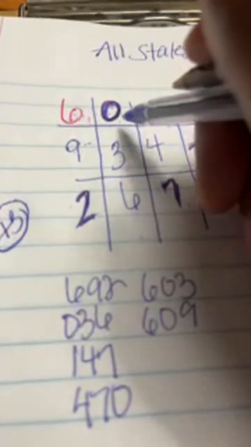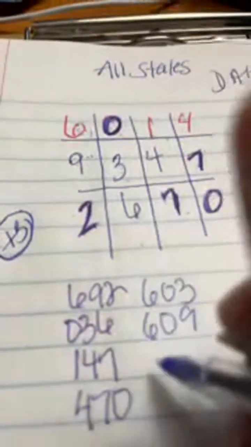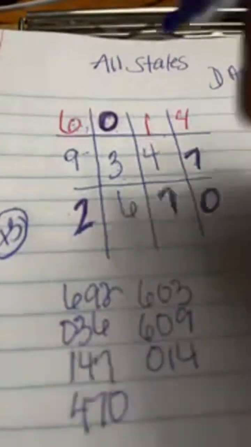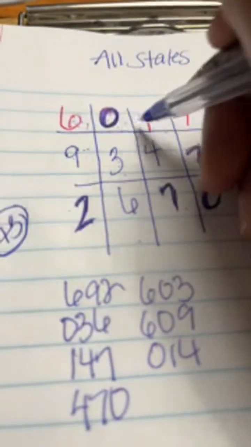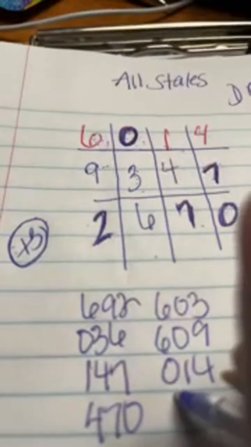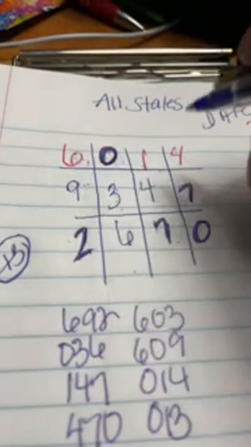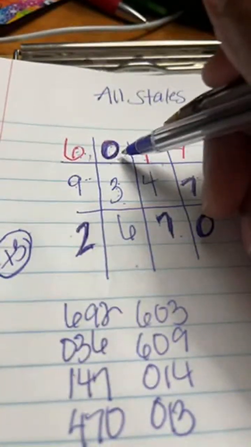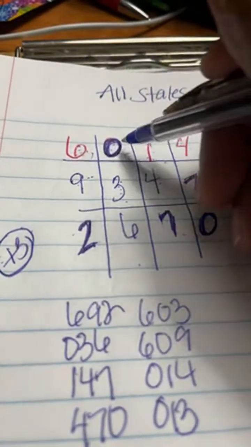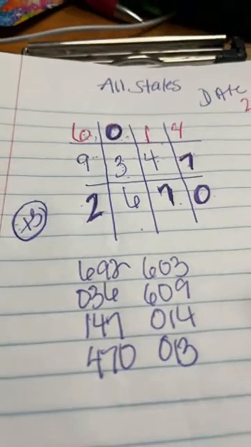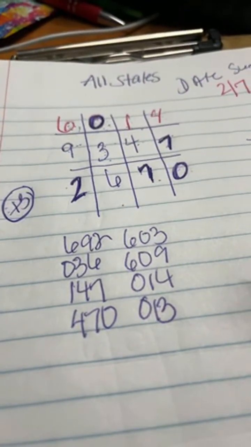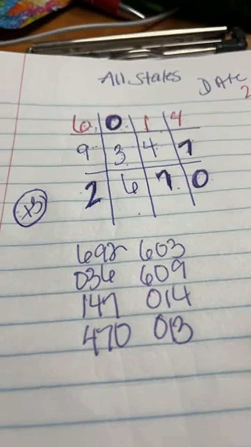You're going to go 014. Then you're going to go 013. I'll walk you through that one more time. 014, 013. These are the pair of numbers you have thus far. Let's keep going.